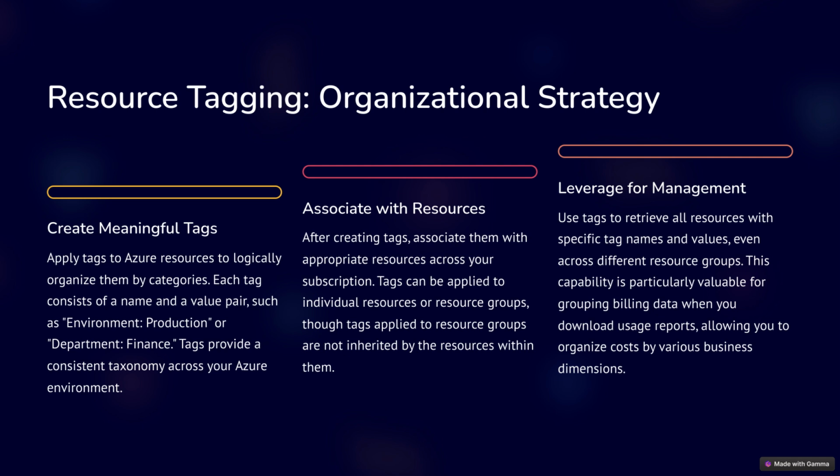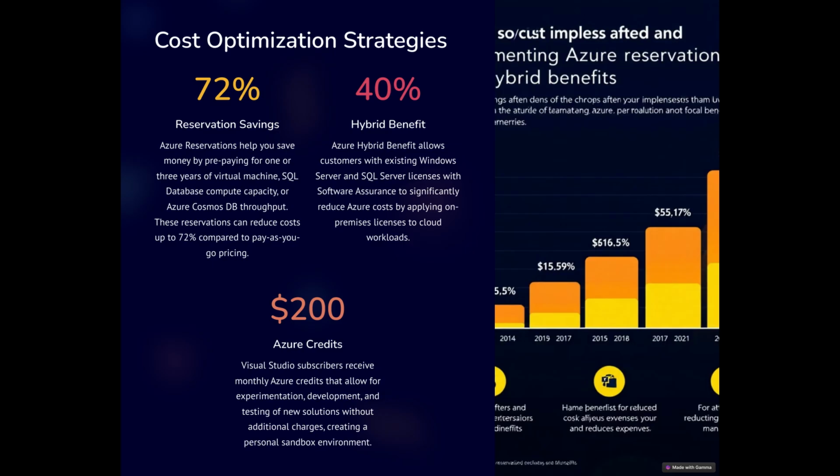Okay, so now we know how to monitor and track costs. But let's get into some ways to actually reduce those costs. Let's do it. This brings us to slide 8, cost optimization strategies. This is where we can really see some potential savings, hopefully. So Azure has a few programs and features to help you actively optimize your spending. Yes. And the first one mentioned is reservation savings.